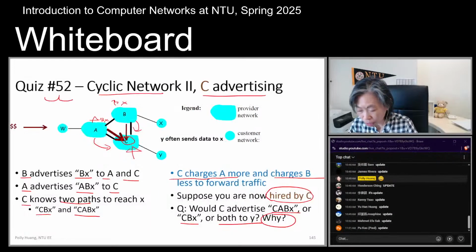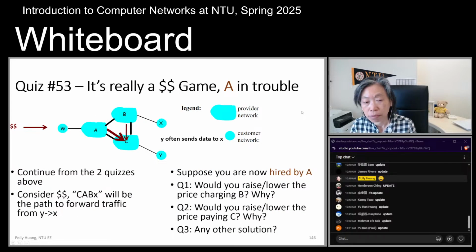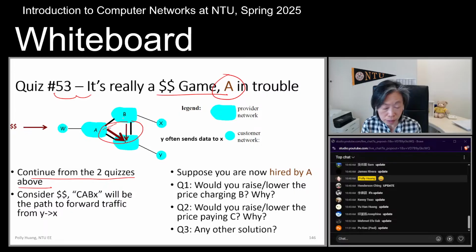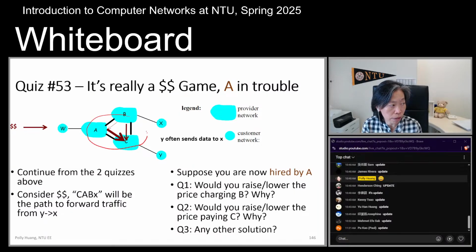And now the last, quiz 53. Let's go to the PowerPoint mode. From this quiz, you see it's really a money game. And you see also that A might be in trouble as an ISP. What we need to do here is to continue from the two quizzes above. In the last quiz, we see that A pays C more and B pays C less to forward traffic. But from the one quiz before, A charges B, but less than how C charges B to forward traffic. So the total money flow is now like this.